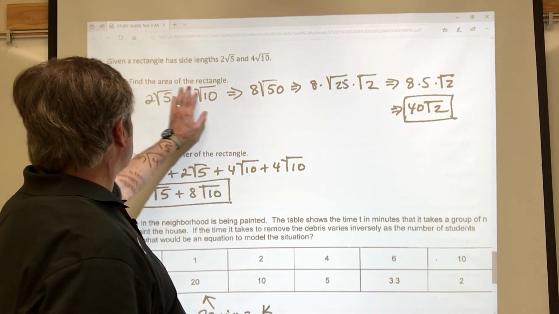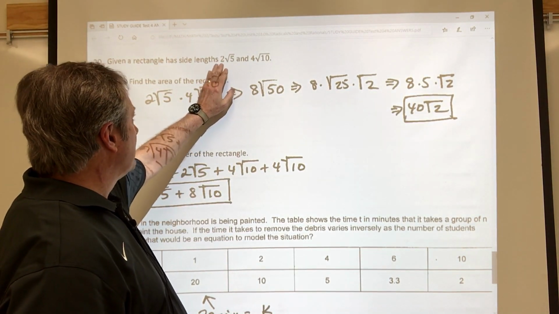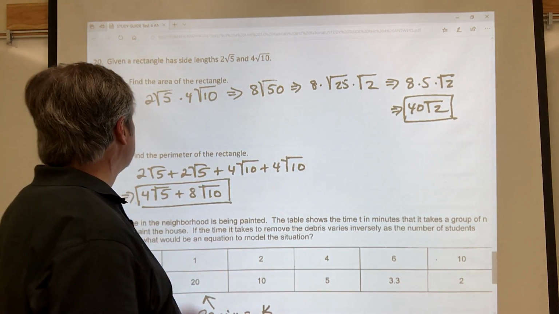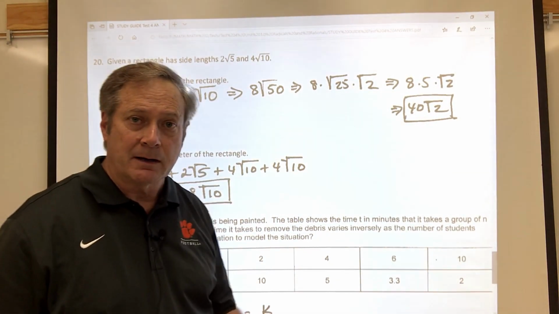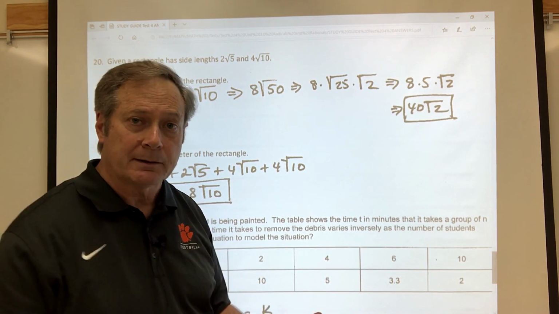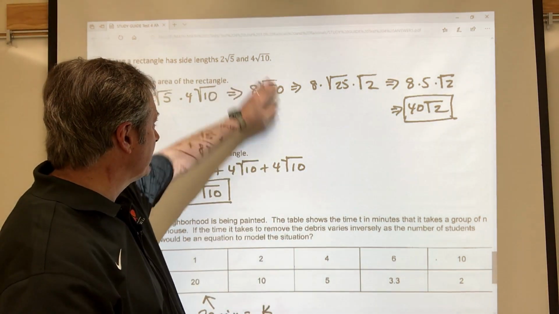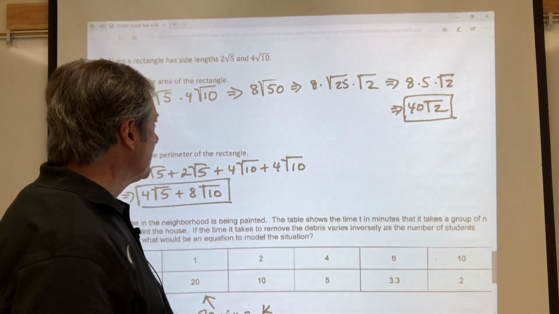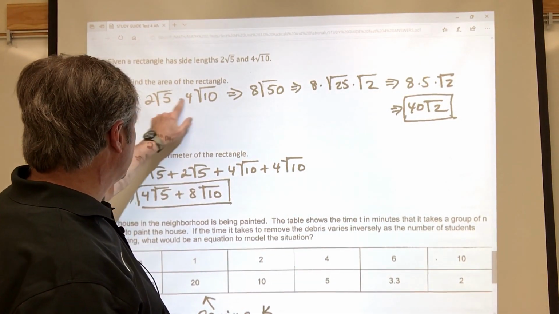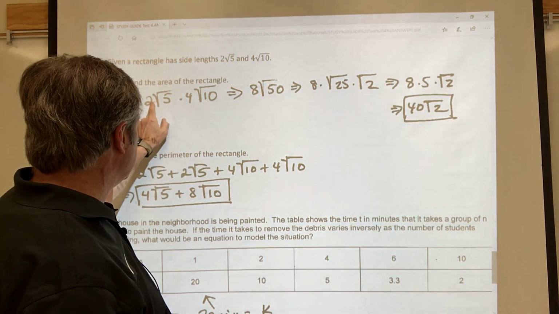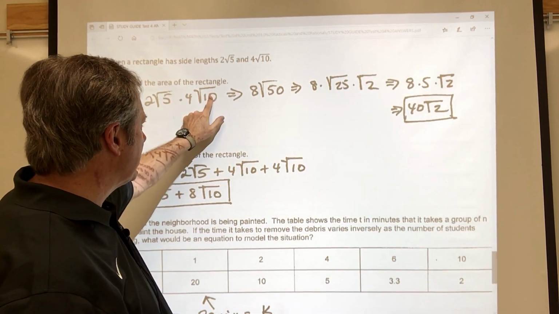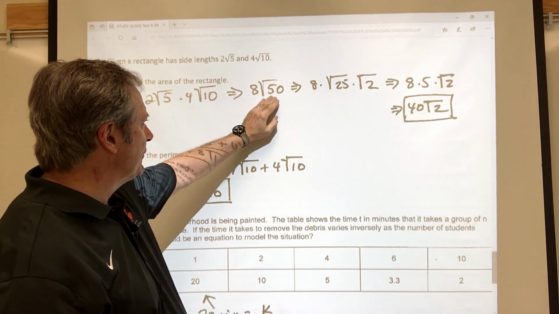All right, number 20, we've got a rectangle with these two side lengths, and we're to find the area. All right, well, area is length times width, so it doesn't matter which is length, which is width. We just know we're going to multiply them together. So no biggie, 2 times 4 is 8. Now again, you can't do the 2 times the 10. You can only do the radicand by the radicand. So we get 8 square roots of 50.